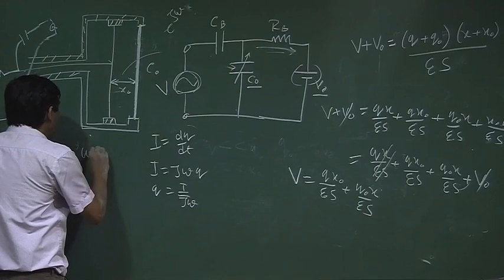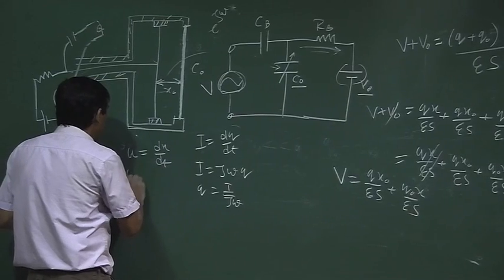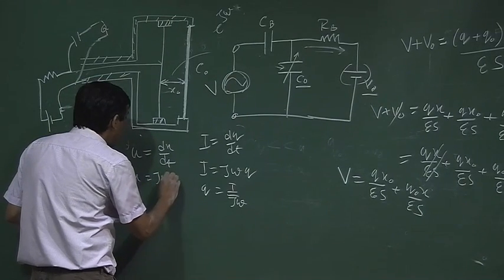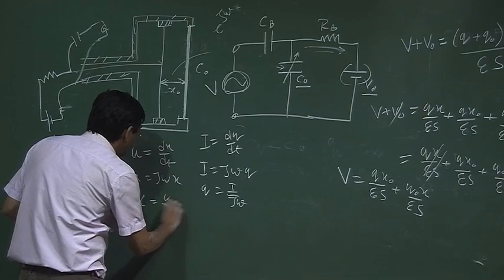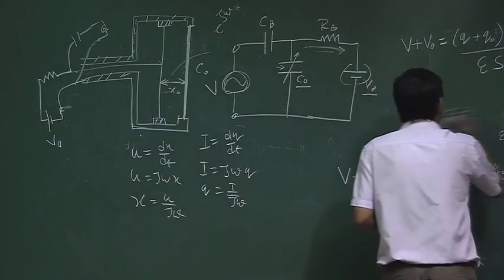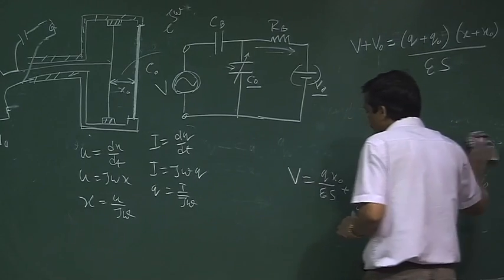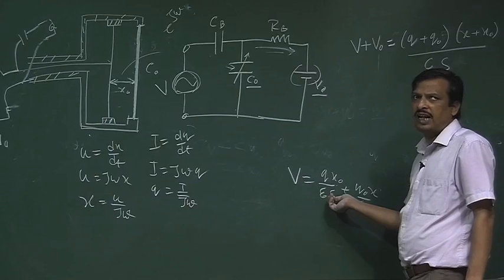Similarly, what is the relation between x and u? The velocity u is nothing but dx by dt. So, u is nothing but j omega x, and x is nothing but u by j omega. Now, I put this in this equation. X0 is constant, epsilon is constant, S is constant, I cannot change them.